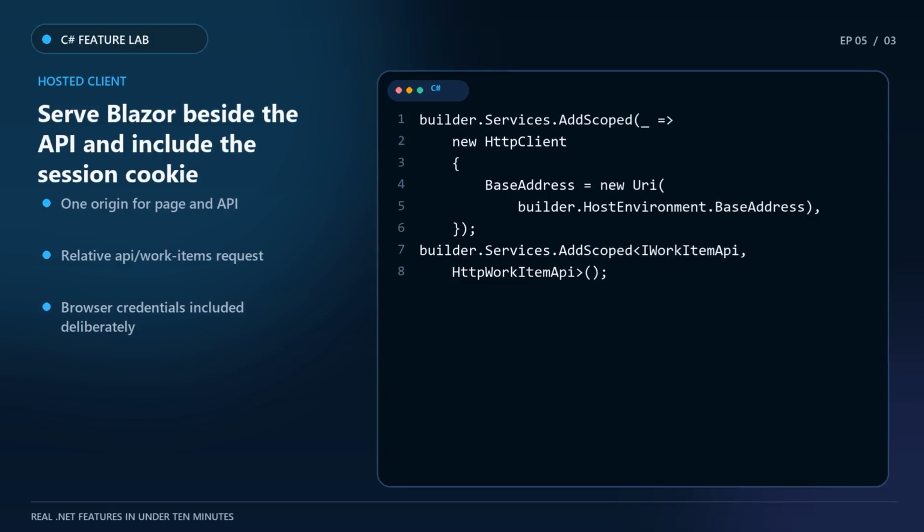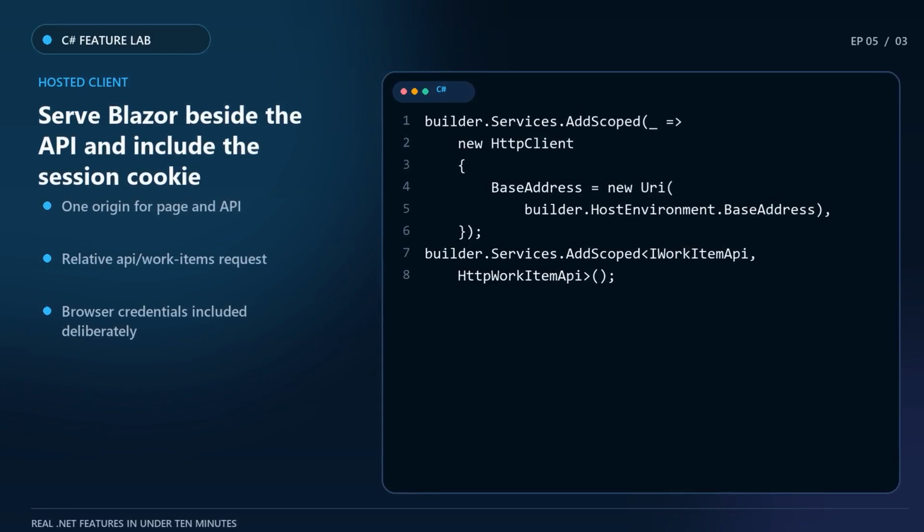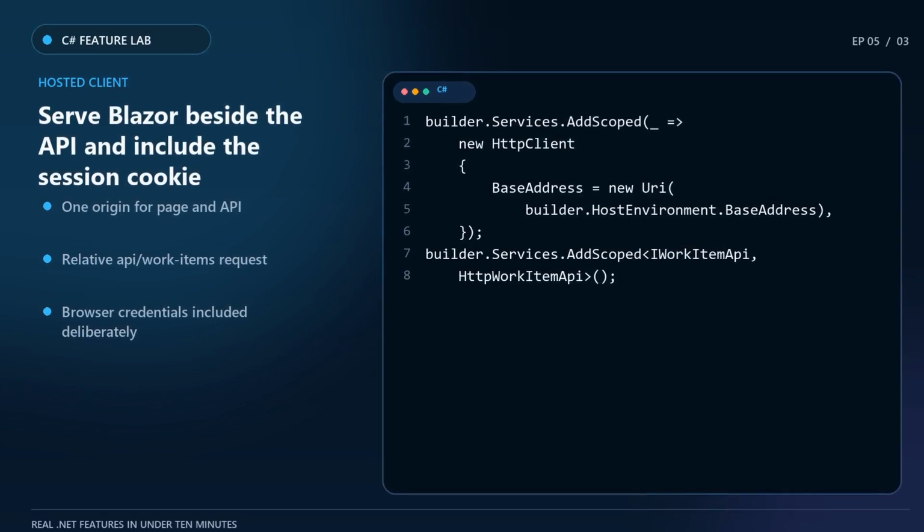The new WebAssembly client is hosted by the existing web application, so the page and API share one origin. Its HTTP client uses the host base address, and the adapter posts to the relative /api/workitems route. For browser sessions, the request explicitly includes browser credentials so the identity cookie can travel with the call. That avoids copying access tokens into local storage or JavaScript.